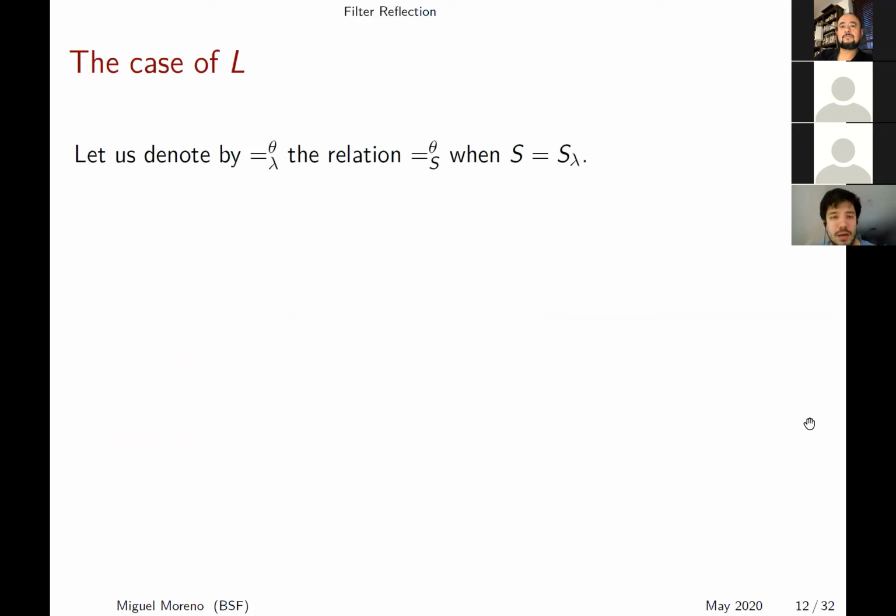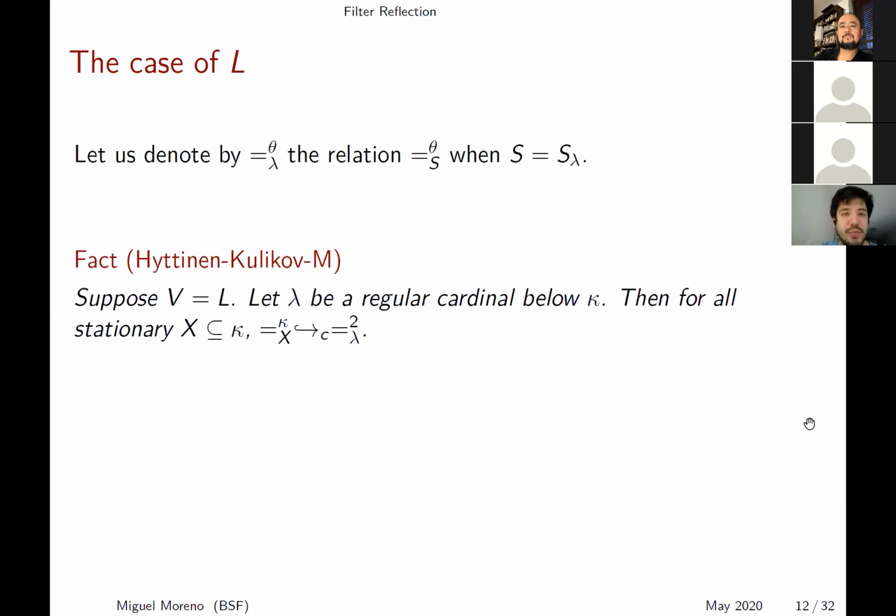Let's study the equivalence modulo non-stationary in L. Denote by equal sub lambda the equivalence modulo S, when S is the set of lambda cofinal ordinals. It was proved that in L, if lambda is a regular cardinal below kappa, then for all stationary X subset of kappa, the equivalence modulo X is continuously reducible to the equivalence modulo lambda in the Cantor space.